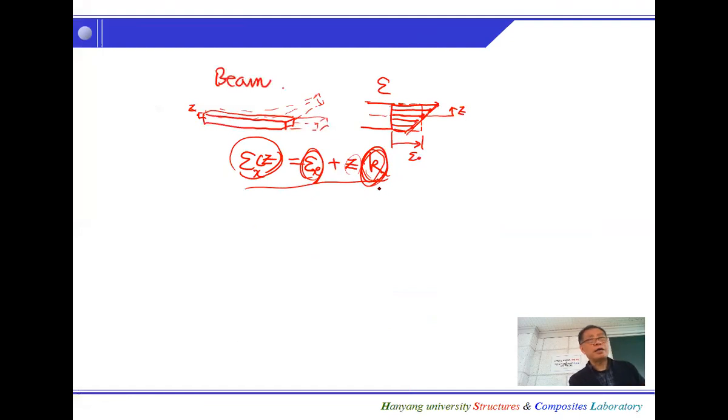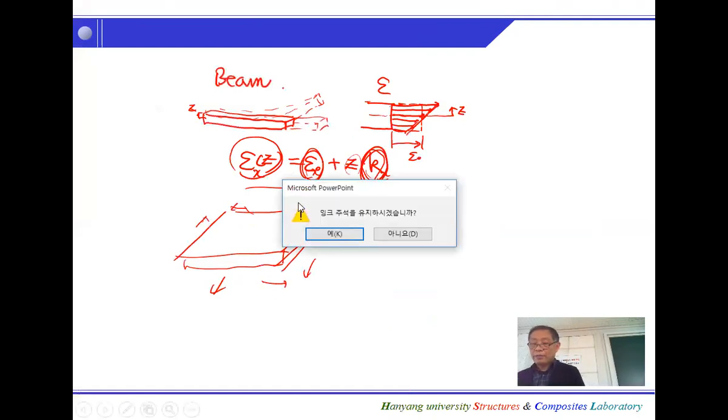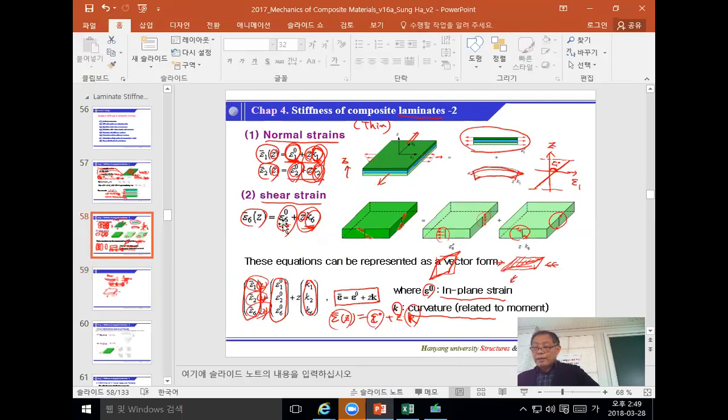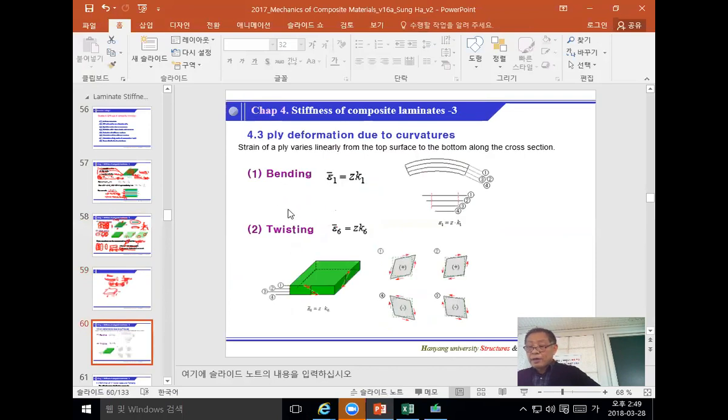Now we extend this concept to a plate. Same observations in this direction, this direction and that direction, and also these deformations. So that is the kind of relation between this plate and beam. So this is the further explanation.